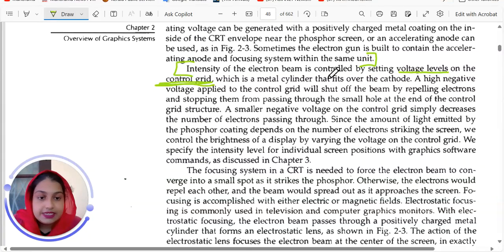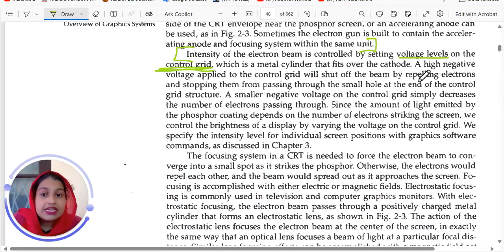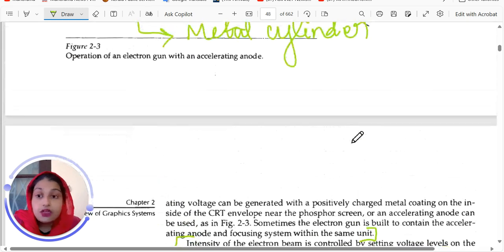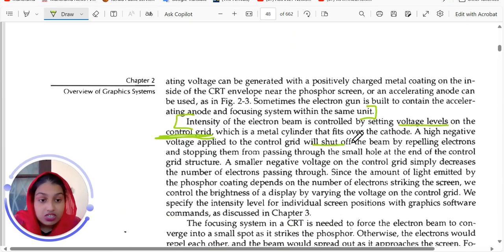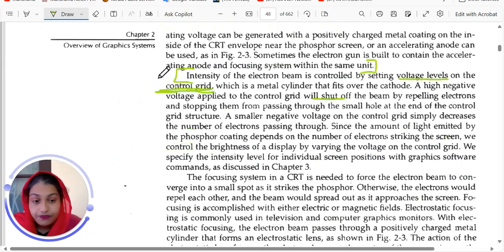It is a metal cylinder that fits over the cathode. So look, it fits over the cathode. It's above the cathode. Okay. A high negative voltage applied to the control grid will shut off the beam by repelling electrons and stopping them from passing through the small hole. Now, if a negative voltage is there, the number of electrons passing through this hole will be reduced. But if it is a high negative voltage, then the electrons will stop passing through this hole.